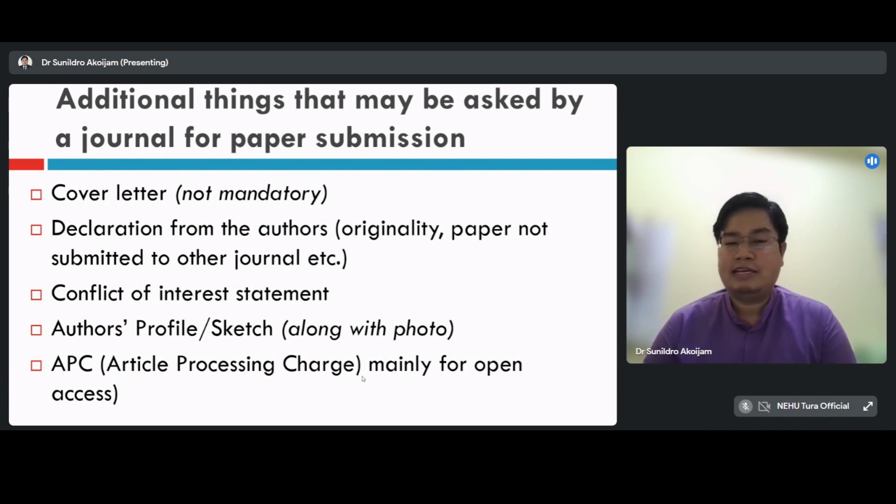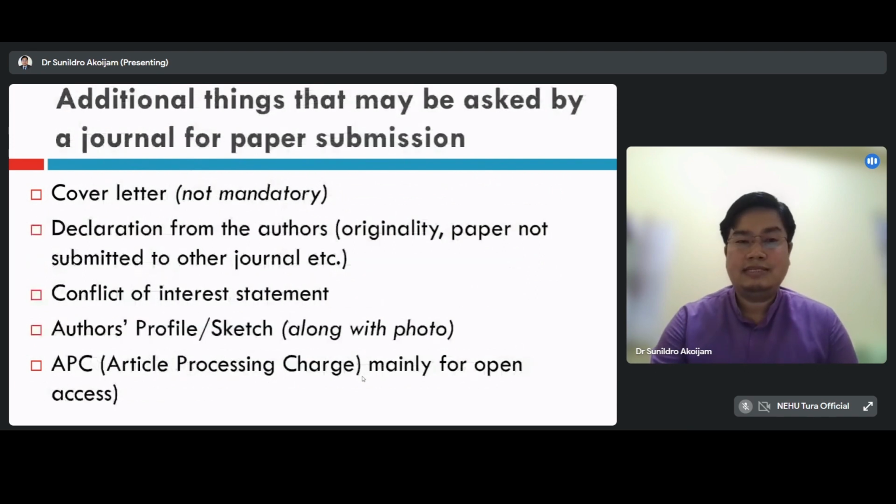Then author's profile, as the case may be, along with photo. It is not mandatory, but if some journal asks, then you have to include your brief profile, maybe within 100 words, 150 words, along with your photo. Okay, and then next is the APC, article processing charges, mainly for open access. While submitting a paper, they may provide some option also, whether you would like to go for open access or the regular submission. So accordingly, you have to pay the APC later on if you go for open access.